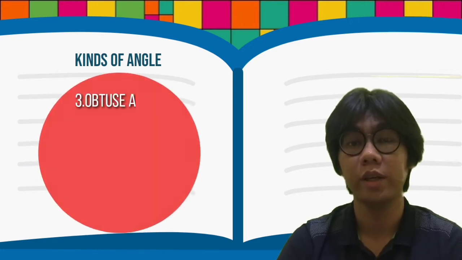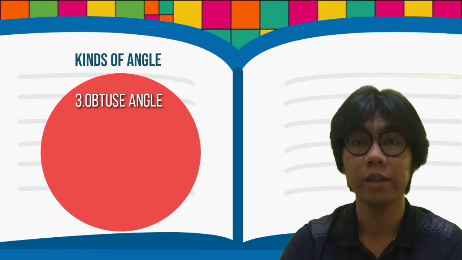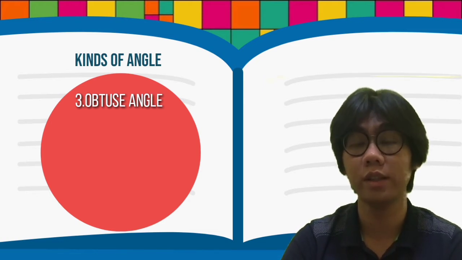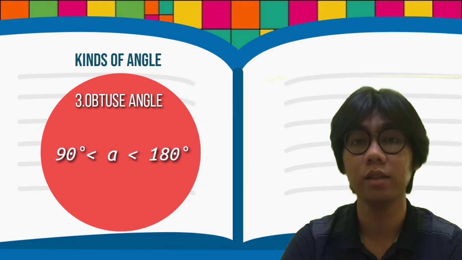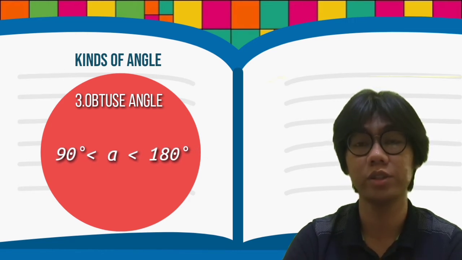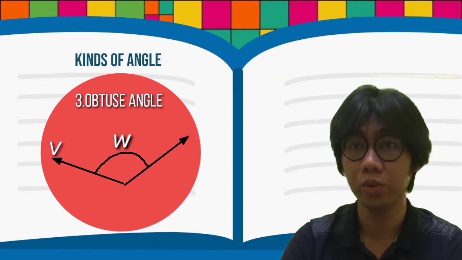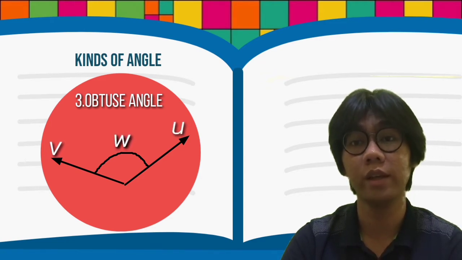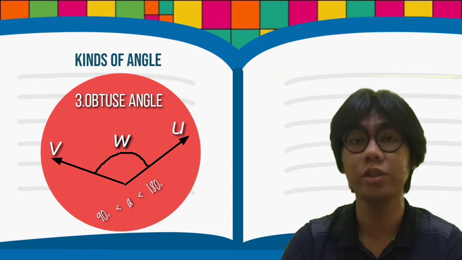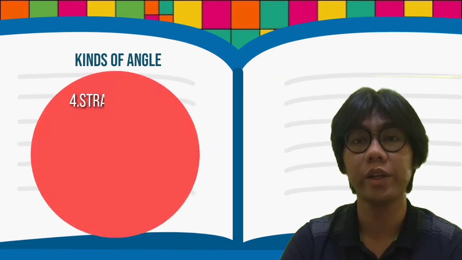Next, obtuse angle. Obtuse angle is an angle whose measure is greater than 90 degrees but less than 180 degrees. As you can see, BW and WU intersect each other to form an angle greater than 90 degrees but less than 180 degrees.